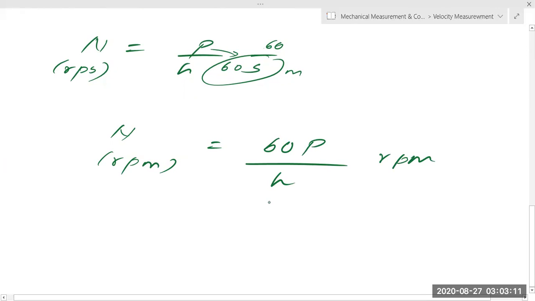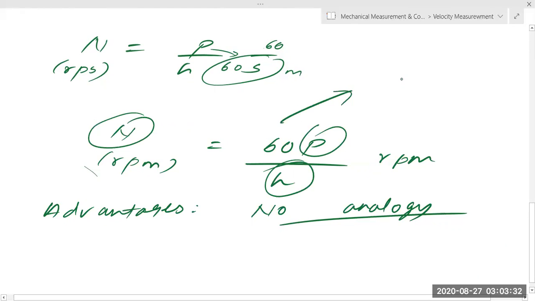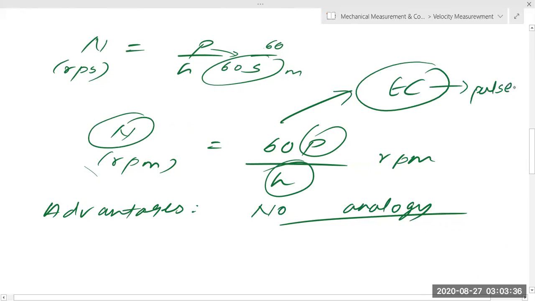Now we'll put something more. I'll put the advantages and disadvantages for you in simple terms. You just have to remember it. One of the advantages: no analog to digital conversion. Direct output is obtained, because when you use the pulses and number of holes, the electric counter will automatically convert the pulses into RPM of the shaft.